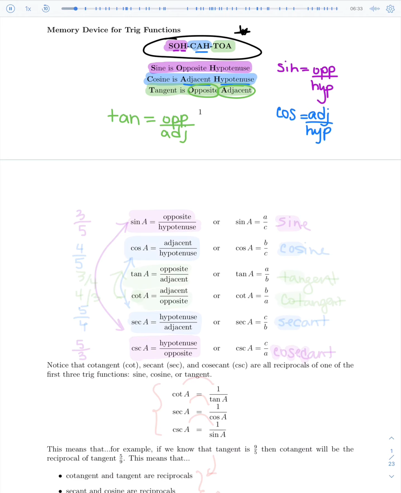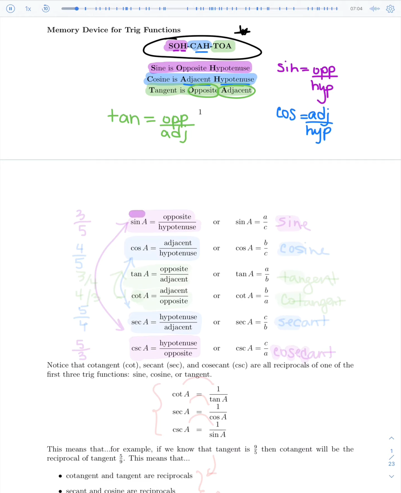Now, the reason why we really didn't mention the other three trig functions yet is because if you can remember the sine, cosine, and tangent using the SOH CAH TOA, cotangent, secant, and cosecant, not so bad, because they're just going to be reciprocals of the three trig functions we already have. What does reciprocal mean? Remember, reciprocal means flip it upside down. So we just have to know which one is the reciprocal of which one.